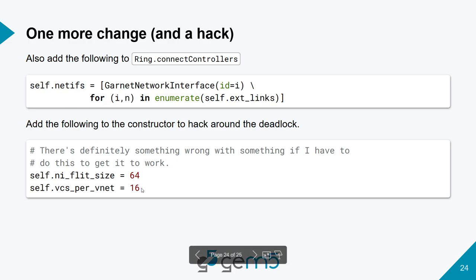And then, you know, Garnet has a lot of other options as well. We mentioned a little bit, it has the flit size and also the virtual channels per virtual network. It turns out if you use these values, 64 and 16, the deadlock doesn't happen, at least in my tests. Essentially, what I think is going on is that the buffers in Garnet are filling up, and there's a deadlock from these buffers filling up. So I think there's probably a bug in Chai where it's using the wrong virtual channel to send something. But if we have enough buffers, it seems to not happen.